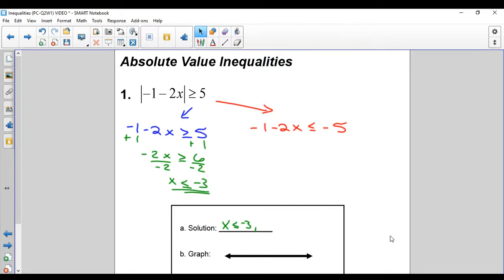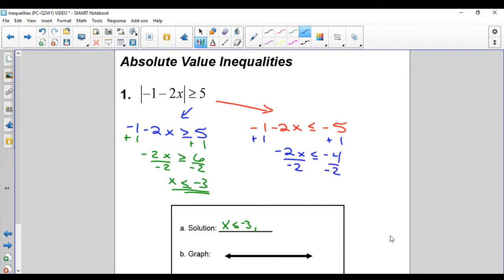We do the exact same steps. Add 1, negative 2x less than or equal to negative 4. Divide by negative 2 again. x is greater than or equal to positive 2. So our other answer is x greater than or equal to positive 2.